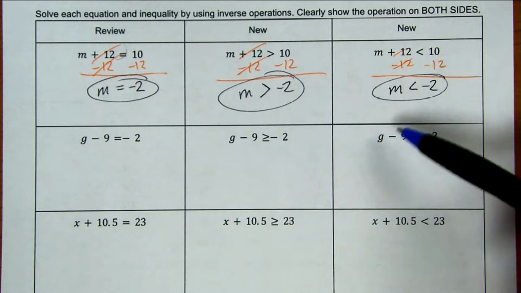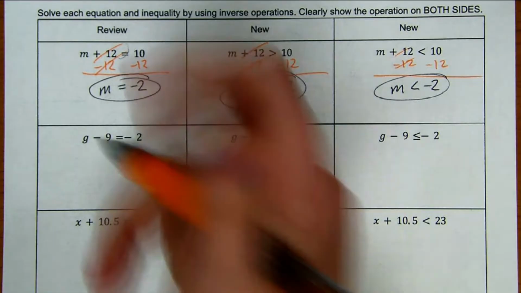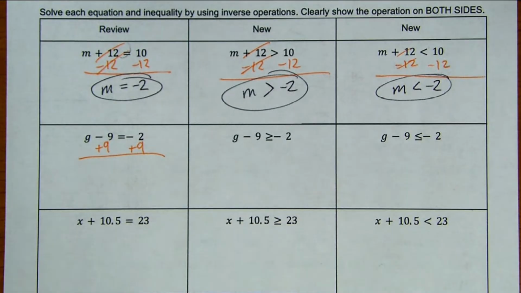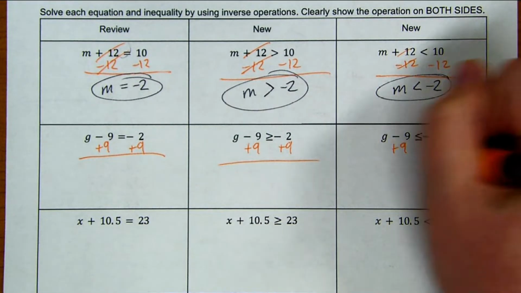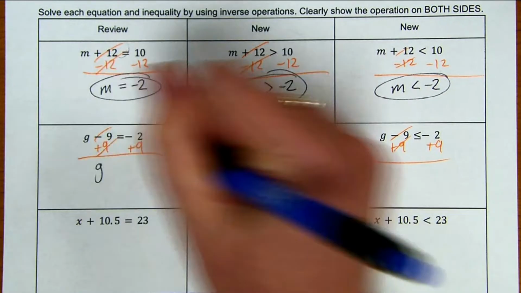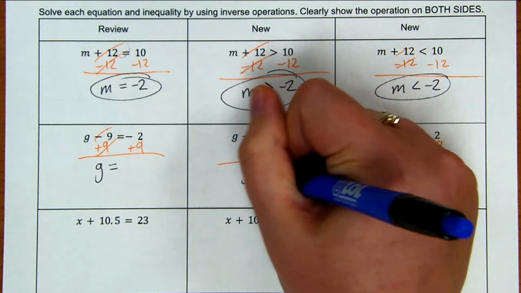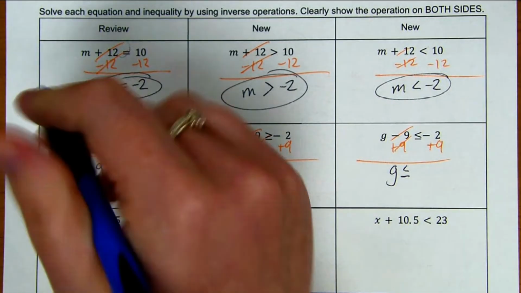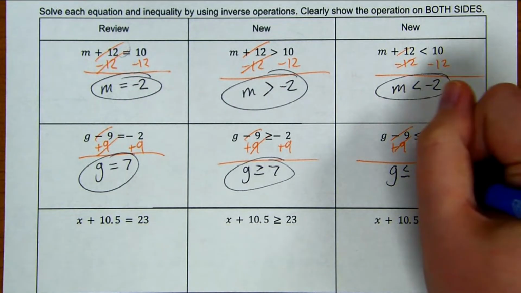So we can continue going through and solving all of these different equations and inequalities. So for this next one, g minus 9, we would cancel out that minus 9 by adding 9 to both sides. And that's the case whether there's an equal sign or an inequality sign. Either way, we'll always be left with g on one side. Here we have an equal sign. Here we have a greater than or equal sign. Here we have a less than or equal sign. And negative 2 plus 9, that will give us positive 7, in each case.